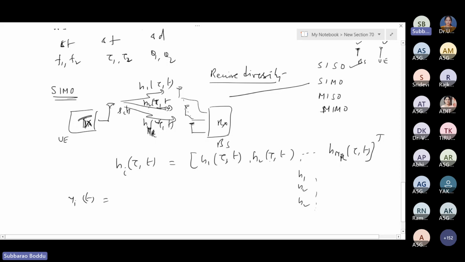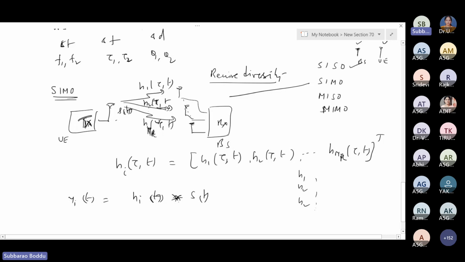This tau here is the same. Delays are the same here, only tau. So I can write H as a column vector. Then yi of t is hi of t convolved with s of t. This s of t is the signal I'm launching, I'm sending s of t. So it basically does the first linear convolution, then circular convolution, usually. This convolves the channel hi of t with s of t, and we get yi of t.